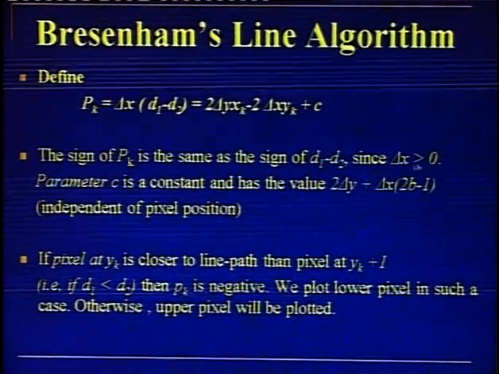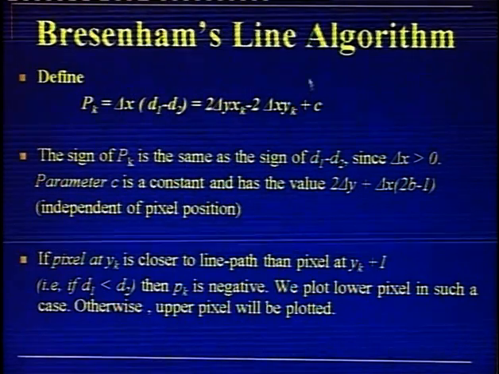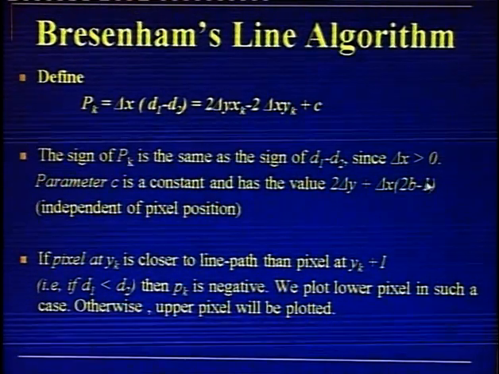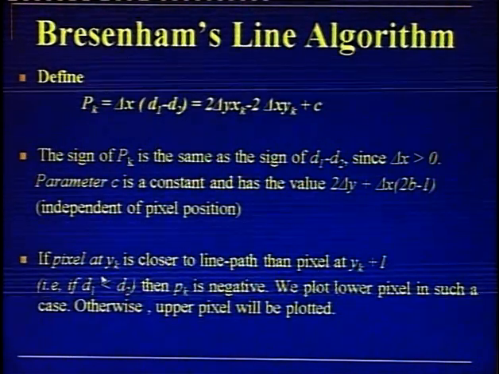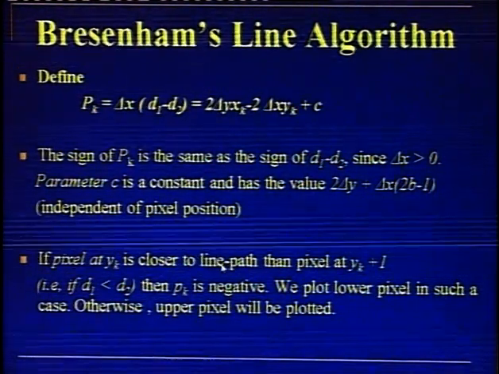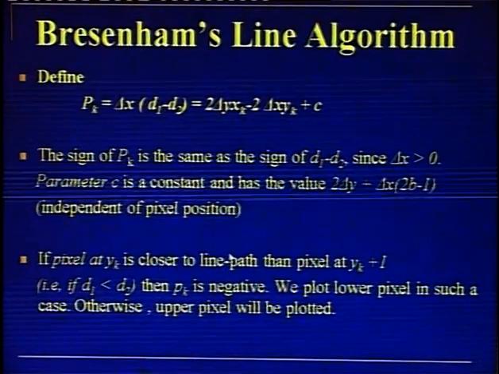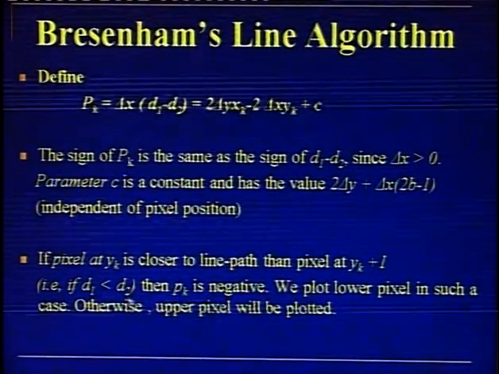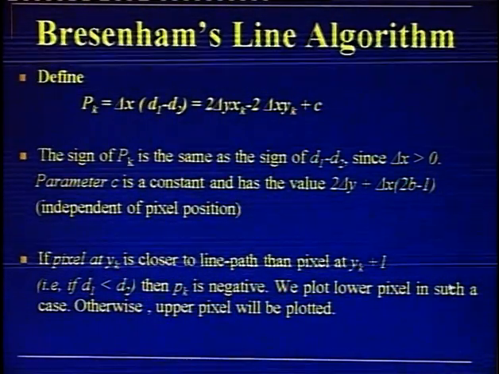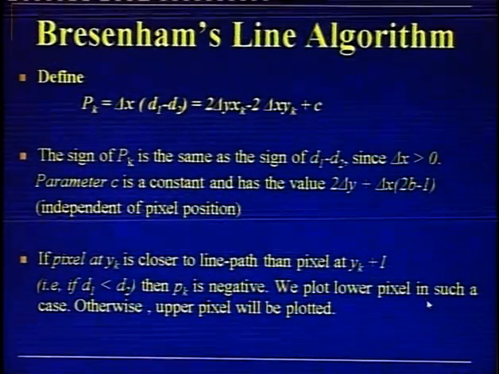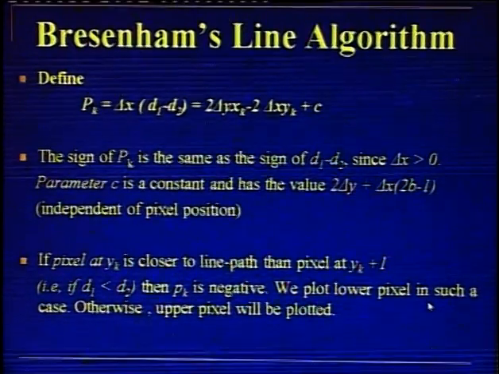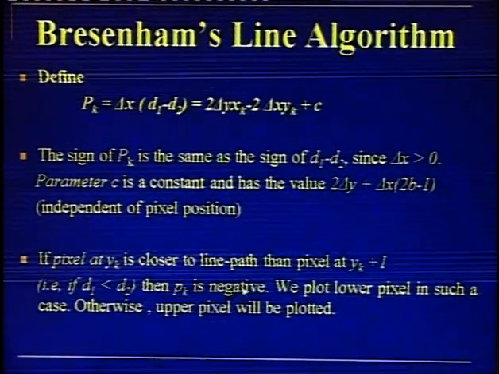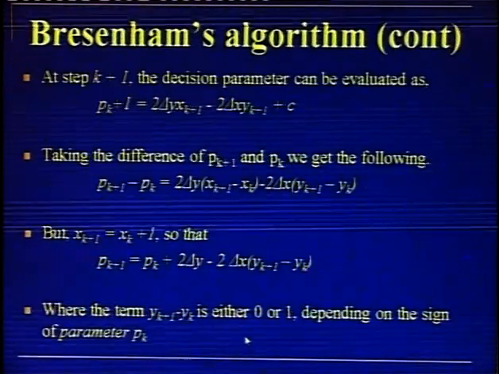The delta x parameter is a constant, and the constant c has a value of 2 delta y plus delta x into 2b minus 1. If the pixel at yk, the lower pixel, is closer to the line path than the pixel at yk plus 1, then pk is negative and we plot the lower pixel in such a case. If the pixel at yk plus 1 is closer to the line path, then pk will be positive and we will draw the upper pixel.